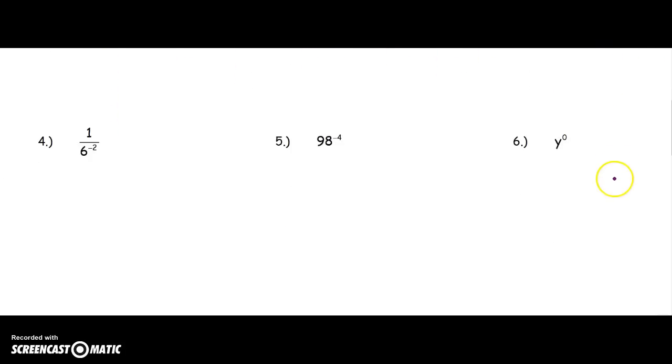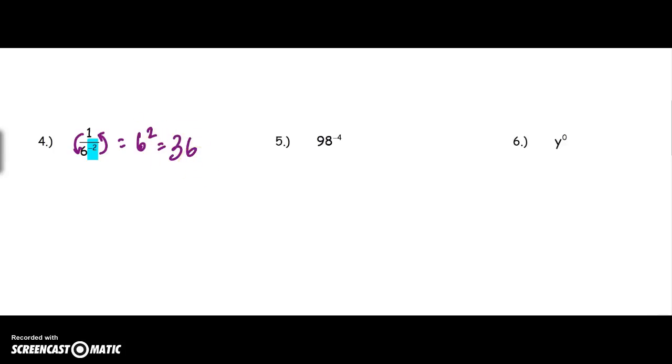In example number 4, you have 1 over 6 to the -2 power. Because you have that -2, that means you're going to take whatever's on the top and bring it down, and whatever's on the bottom and bring it up. So here you have 6 to the second power over 1. We don't need that, so we just have 6 to the second power, which means 6 times 6 is 36.